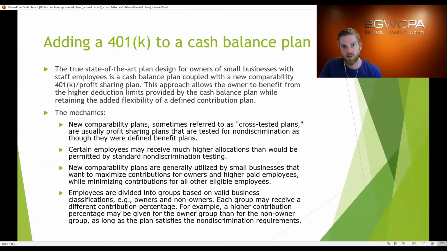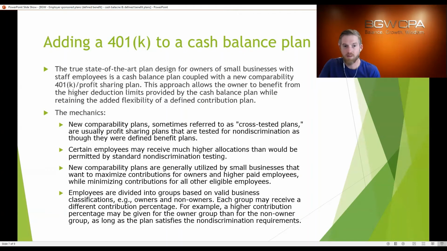So the way that this works is a new comparability plan is the profit sharing plan for the 401k. These plans, sometimes referred to as cross-tested plans, are usually profit share plans that are tested for non-discrimination as though they were defined benefit plans. Certain employees may receive much higher allocations than they would be permitted by a standard non-discrimination testing. New comparability plans are generally utilized by small businesses that want to maximize contributions to the owners and highly paid employees while minimizing contributions to all other employees.